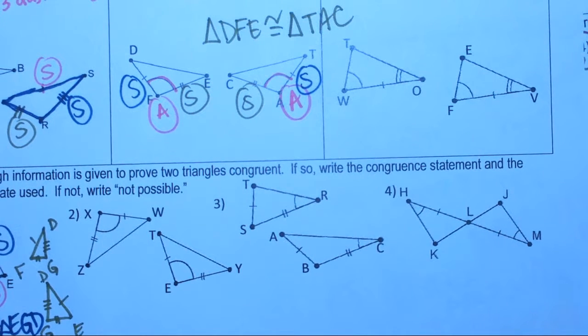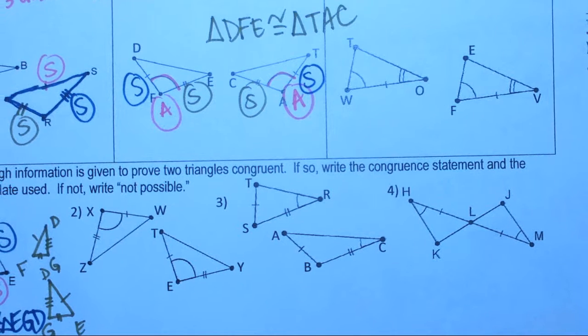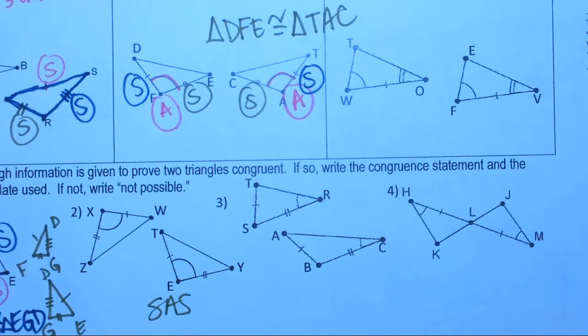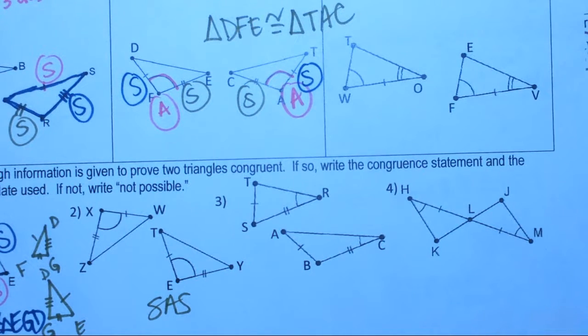If you had to guess on 1 through 8 on the bottom, which ones were side angle side, which ones would you guess? Number 2 is definitely a side angle side. And I'm going to stop writing out the congruence postulates because I think you know how to do those. Okay, which other one looks like a side angle side? 8. Tell me why, Danny.